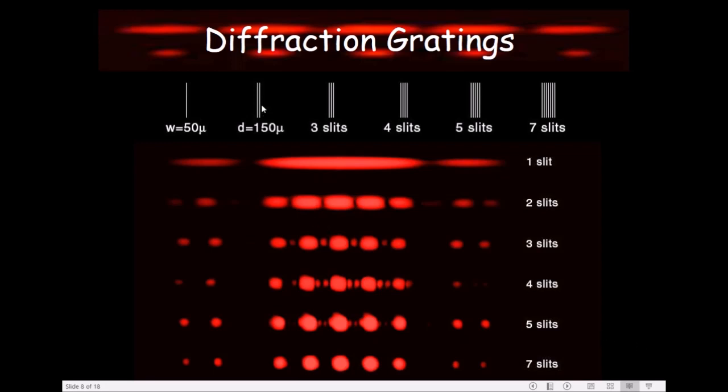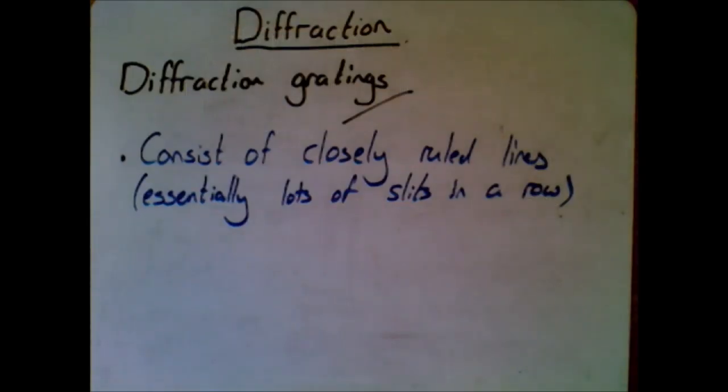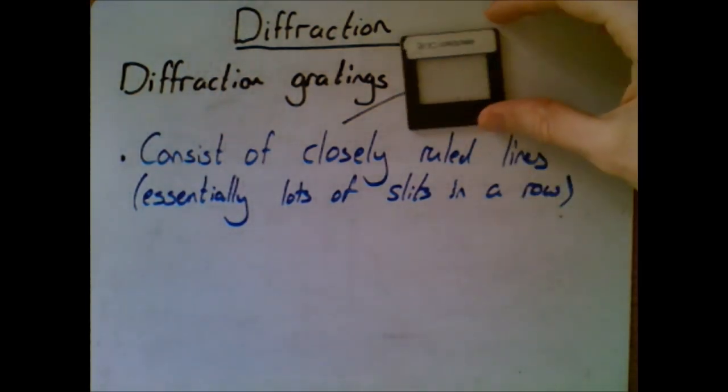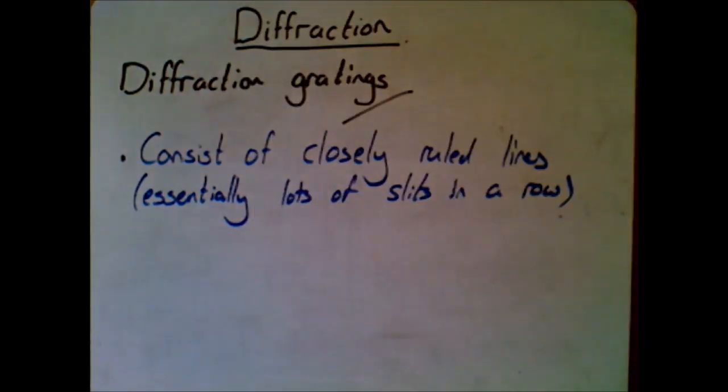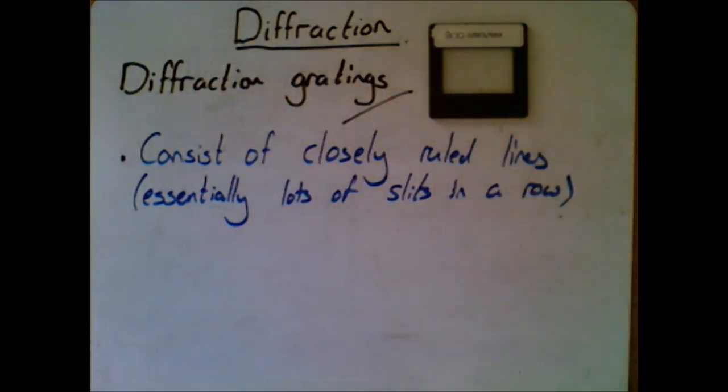And once we get to a high enough number of slits, we tend to call it a diffraction grating. So a diffraction grating essentially just consists of lots and lots of closely ruled lines. It's basically lots and lots of slits in a row. Now we're talking about 300 lines per millimetre, for example. So very, very close. If you look at a diffraction grating, you can see through it. The lines are so close together, you can't really make them out at all. But they are there, okay? Lots and lots of slits all in a row.